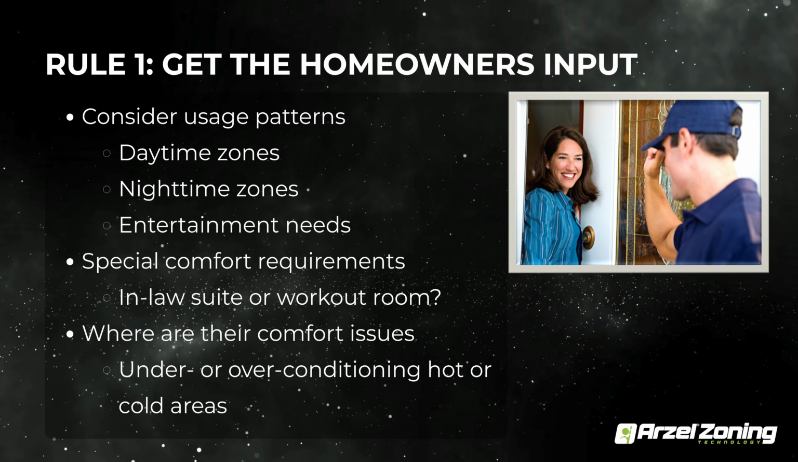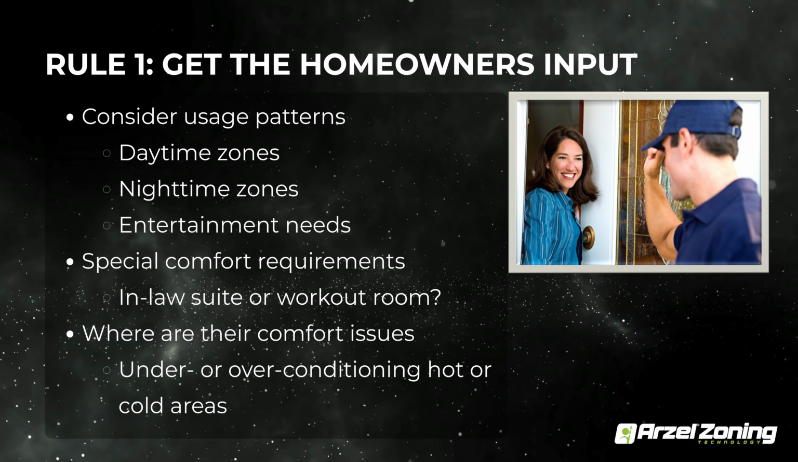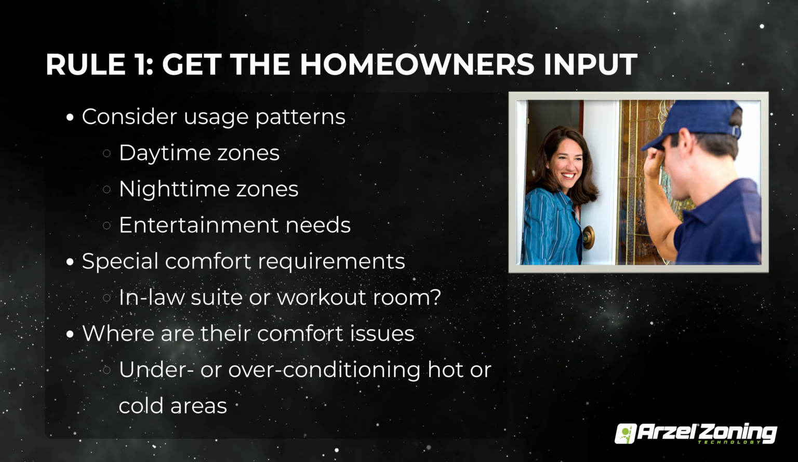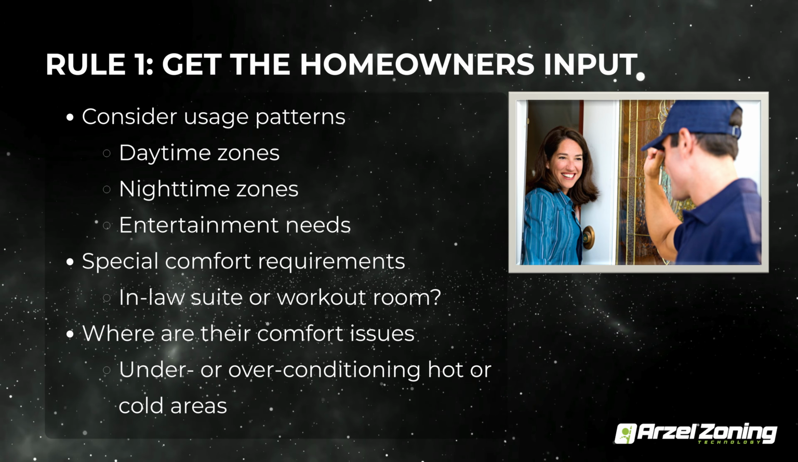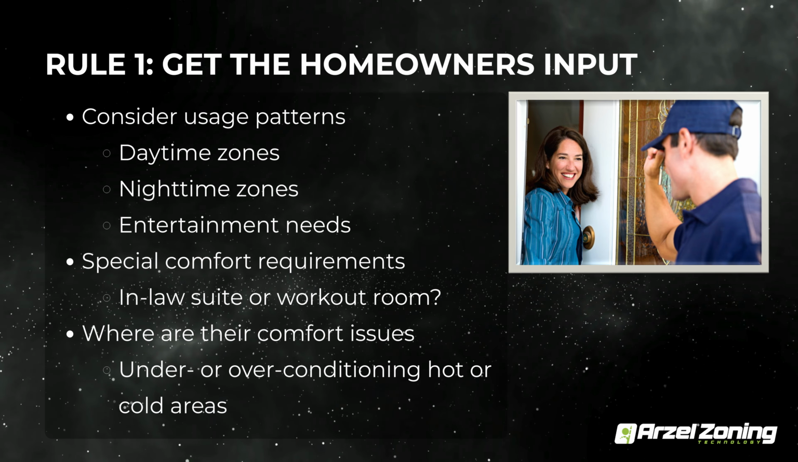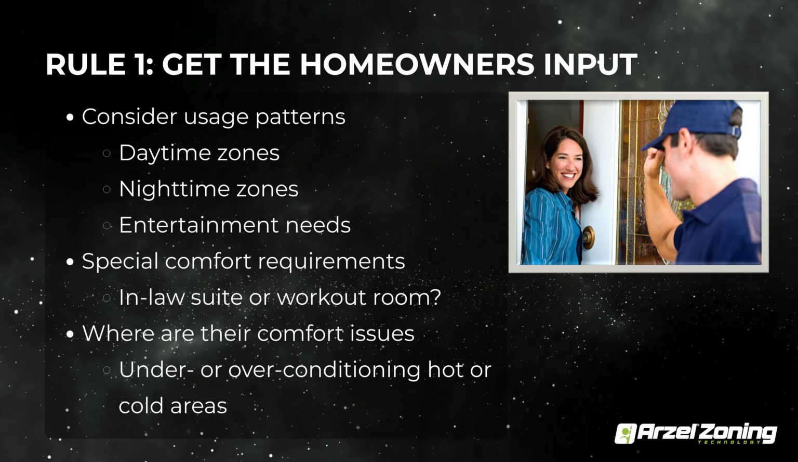You also want to make sure you talk to them about different things. Do you do any entertaining? What about special comfort requirements? In-law suite, a workout room, just talk to them. Where are you over conditioning, under conditioning? Common pain points are always the bedrooms on the 2nd floor, rooms with more than one outside wall.